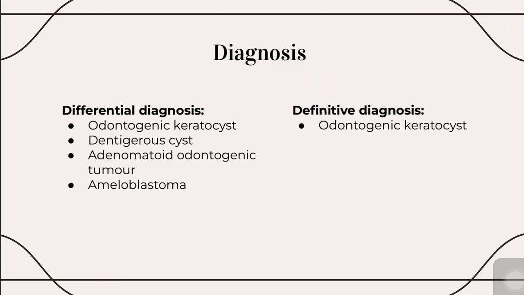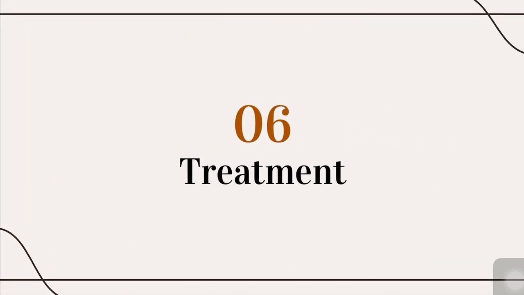Next is the diagnosis. There are 4 differential diagnoses, which are the odontogenic keratocyst, followed by the dentigerous cyst due to the presence of the radiolucency containing the tooth crown. The third one is the adenomatoid odontogenic tumor because of the radiolucency containing an impacted tooth in association. And lastly is the ameloblastoma due to a unicystic image in relation with an impacted tooth. So the definitive diagnosis is odontogenic keratocyst based on the histology that has been done.